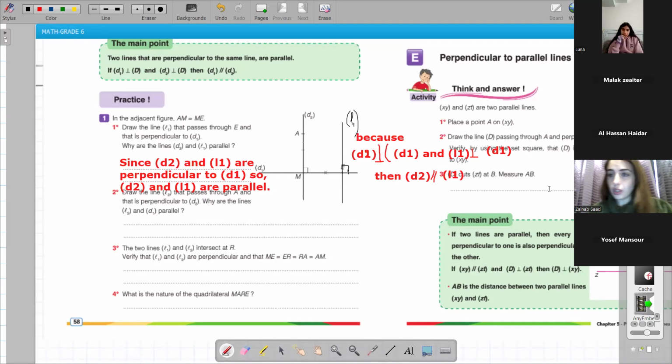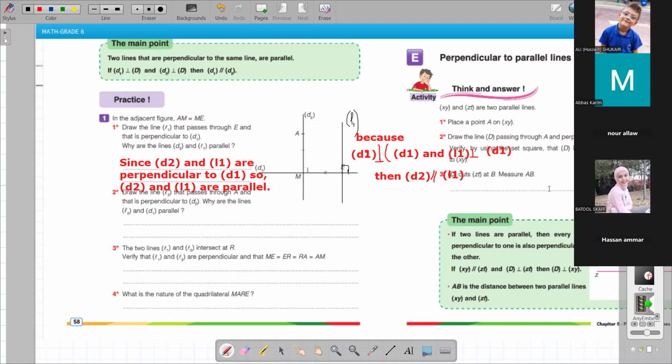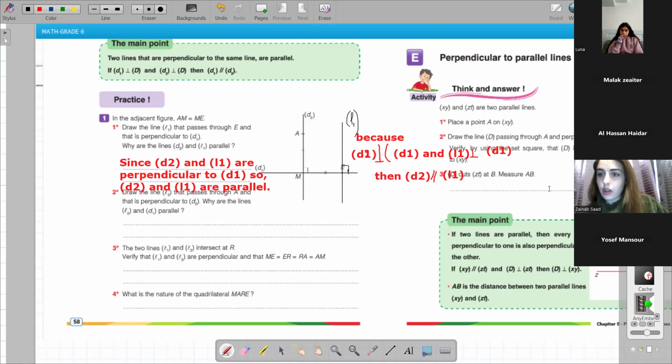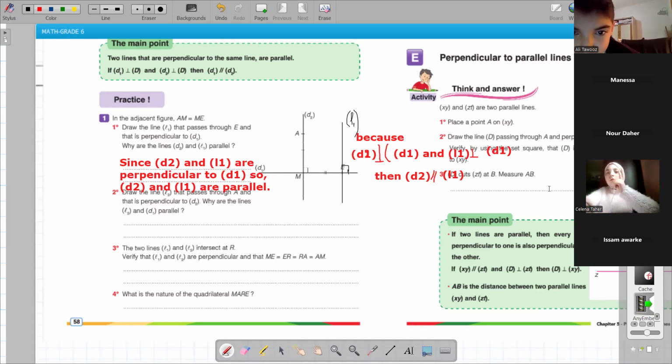Yeah, part 2. Selena, go to part 2. Read for us what we need to do. Draw the line L2 that passes through A and that is perpendicular to D2. Okay, let us do the drawing first, and then we're going to see the question. We need to draw the line L2 that passes through A and is perpendicular to D2.